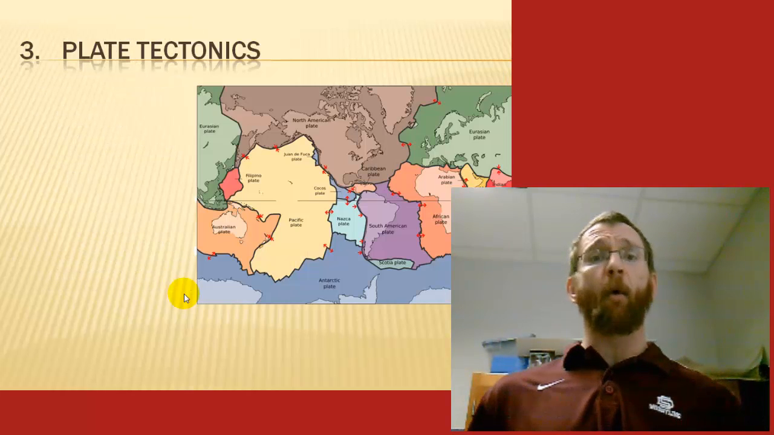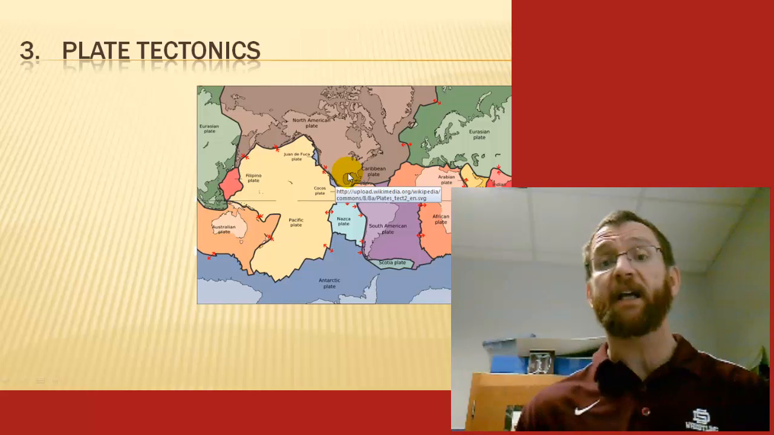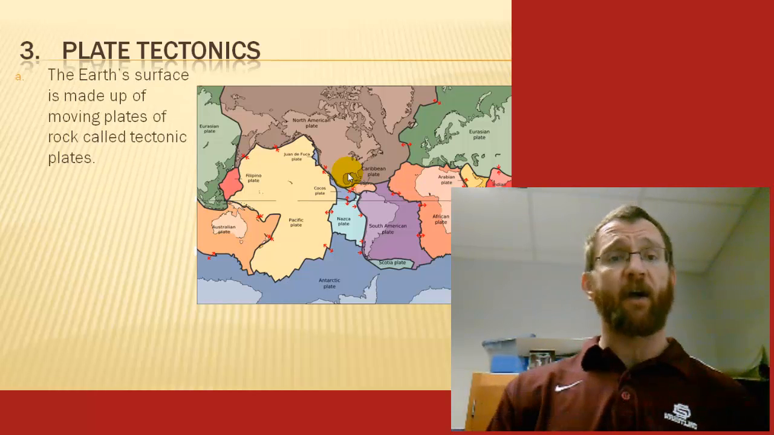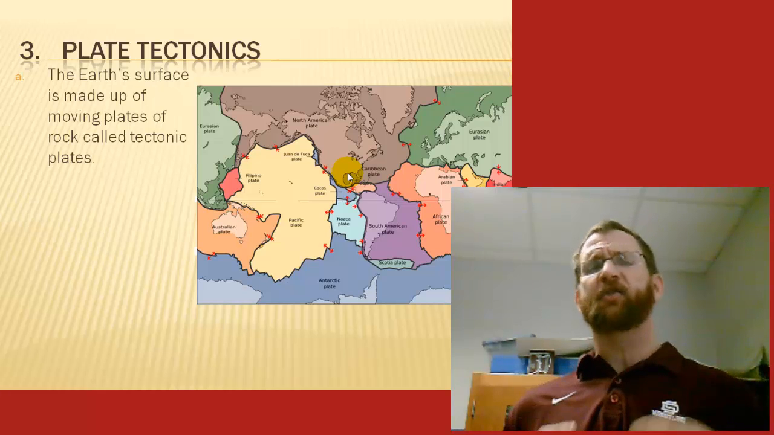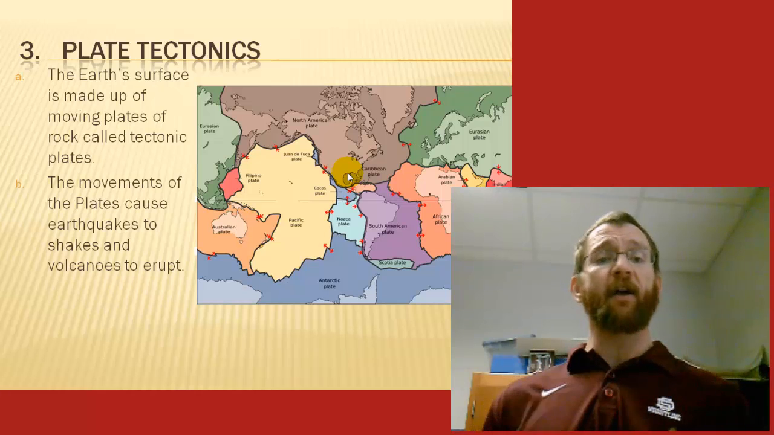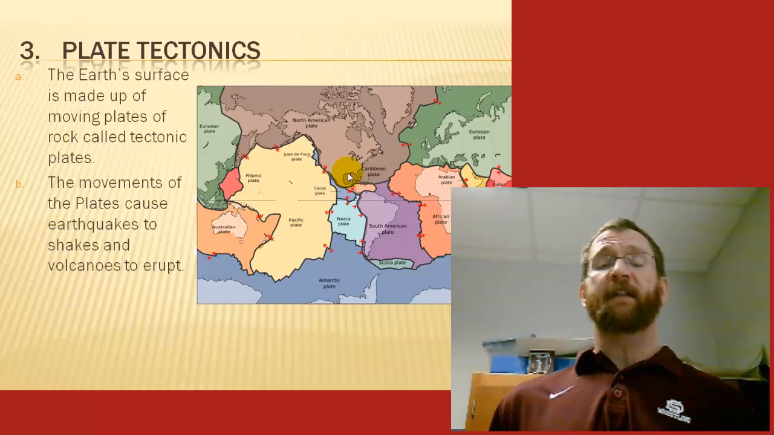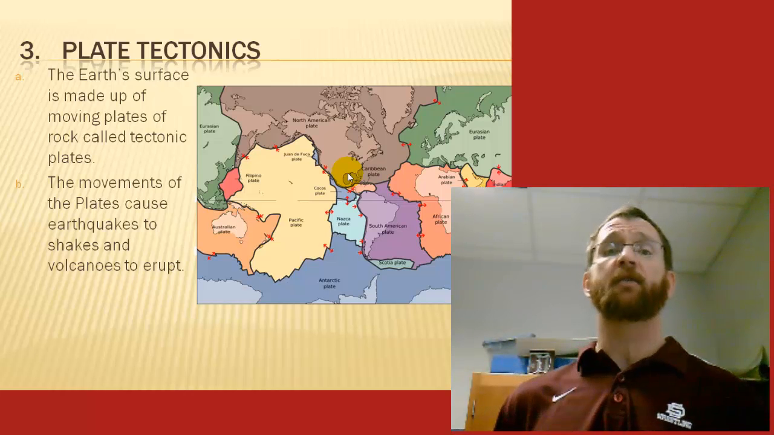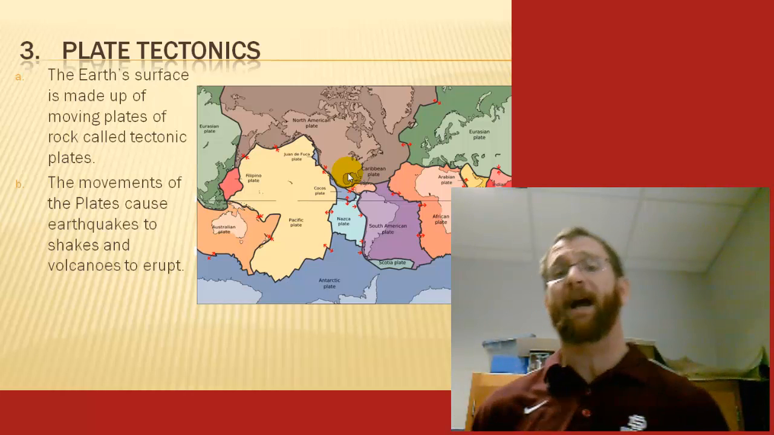Okay, a little bit more about plate tectonics. As you can see here, we've got a map with all of the different tectonic plates on there. The Earth's surface is made up of giant moving plates of rock, and they're called tectonic plates. The movement of those tectonic plates is what causes earthquakes to shake and volcanoes to erupt.